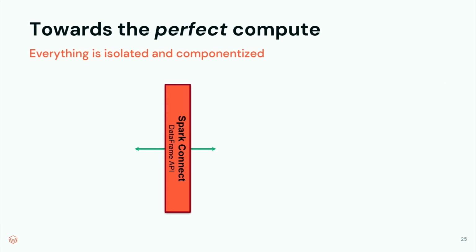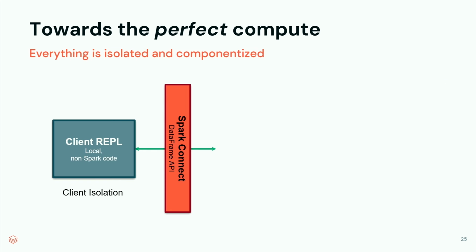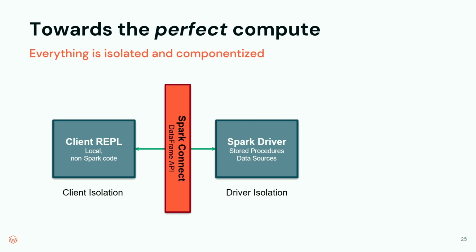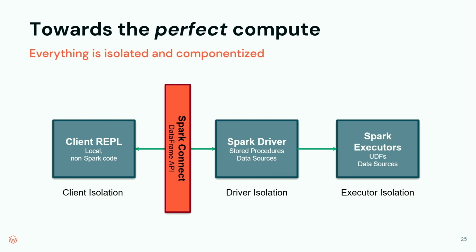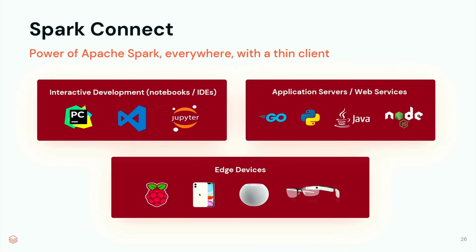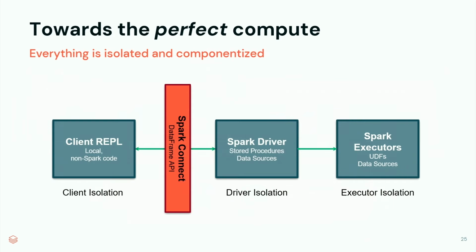This takes us closer to the perfect compute where everything is isolated. You have the Spark Connect interface API, and then you have the client libraries that talk to the Spark Connect API. Spark Connect hands off the plans to the Spark driver, and then your job gets run on Spark executors. We start isolating and componentizing things with the isolation of Spark Connect. This becomes really important for reasons I'll go into in a minute, but we're trying to essentially break things up and modularize them.